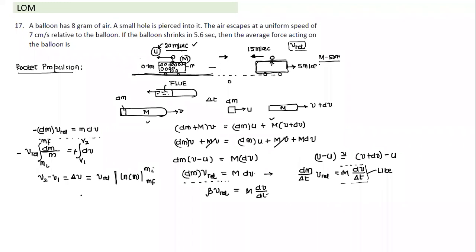So what is the change in velocity equal to? It is equal to V relative times ln of initial mass divided by final mass. This is the change in velocity. This is what happens in the case of rocket propulsion.